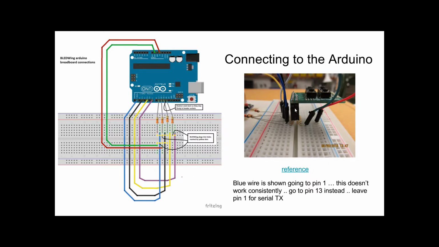The button wing has this header. You want to spread the header over the trough like this. So you have most of the pins, these first row of pins over here on the edge closest to the Arduino. These are the two power lines. This is the positive and this is the negative.